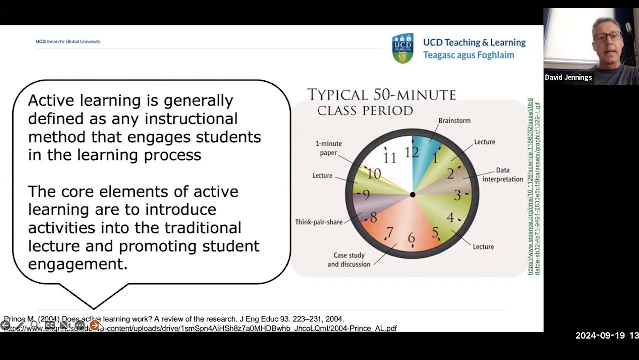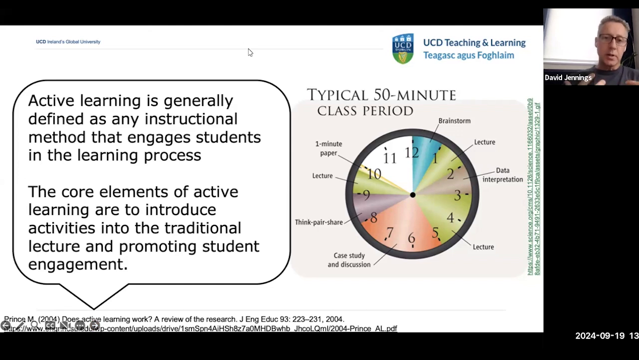The first one is a nice general one that focuses on an actual lecture. Active learning is generally defined as any instructional method that engages students in the learning process. But what you can see from the shot on the right of the typical class period is there are different ways that this might unfold. You've got an initial lecture, some moments for case study discussions, a think, pair, share, and a 1-minute paper.